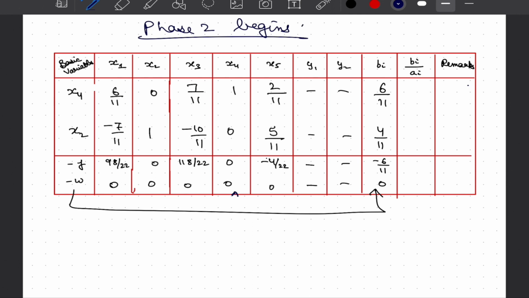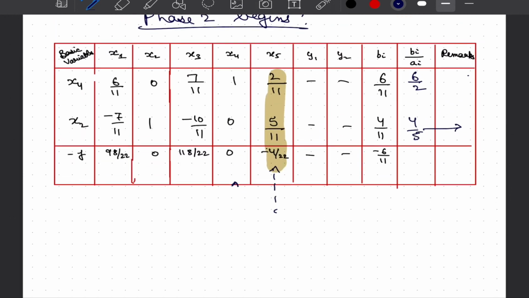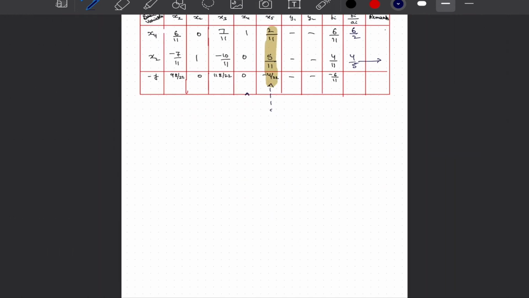To begin phase 2, we will remove this equation that we introduced by trickery, and we end up with another canonical form. And now we will use the coefficients of f to decide who should be the entering variable and who should be the leaving variable. In this case, it is pretty straightforward that this should be an entry variable. If this is an entry variable, we can calculate these coefficients as 6 by 2, because we will highlight this, take the ratios, this becomes 4 by 5, the smaller of these should leave, so 4 by 5 should leave, and hence x5 would enter the basis and x2 would leave.